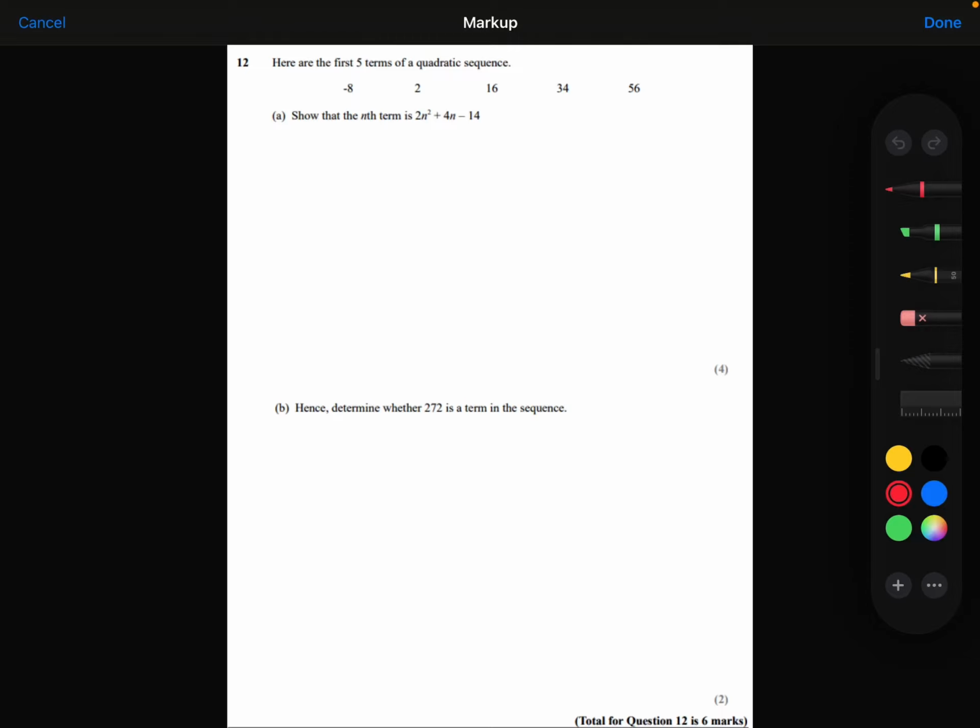Here are the first 5 terms of a quadratic sequence. We've got -8, 2, 16, 20, 34 and 56. And I need to show that the nth term of this sequence is 2n squared plus 4n minus 14. To do that, I'm going to work out the first differences.